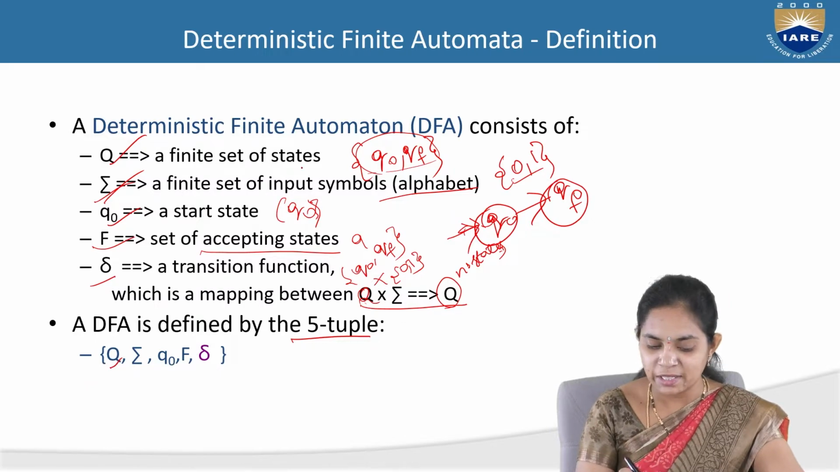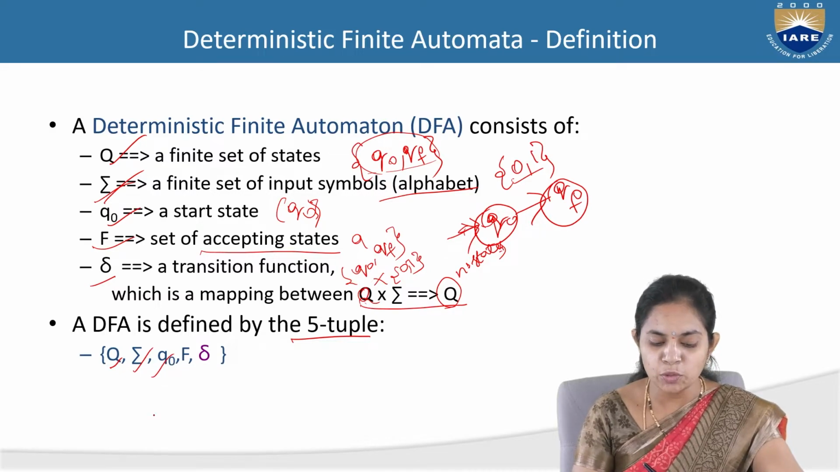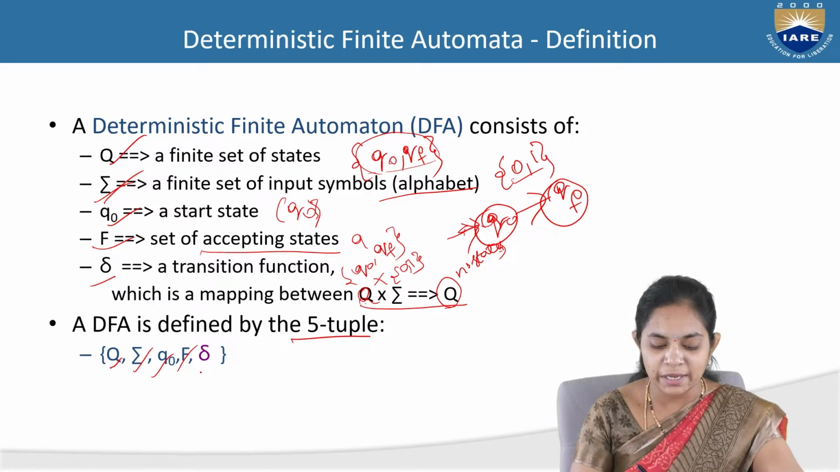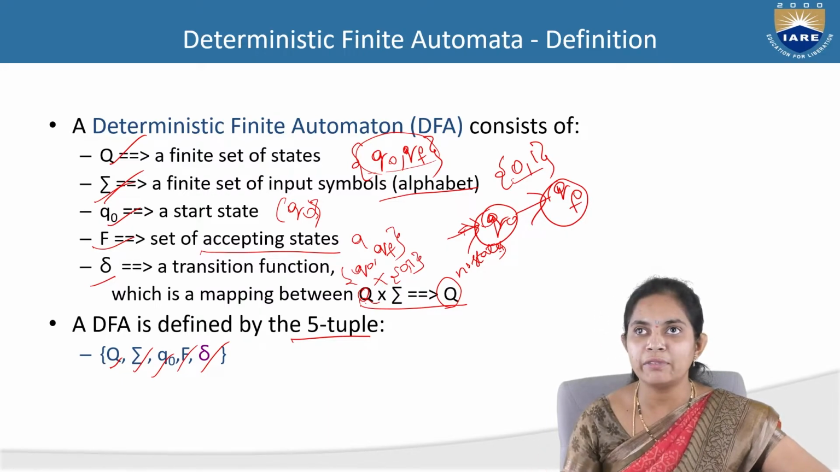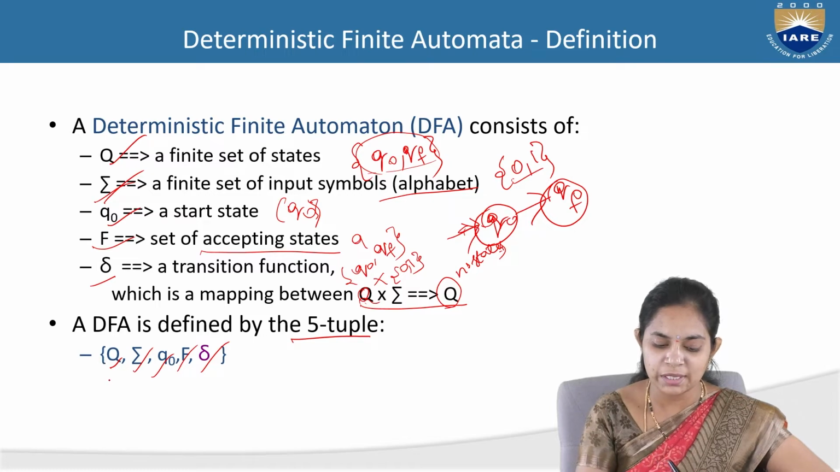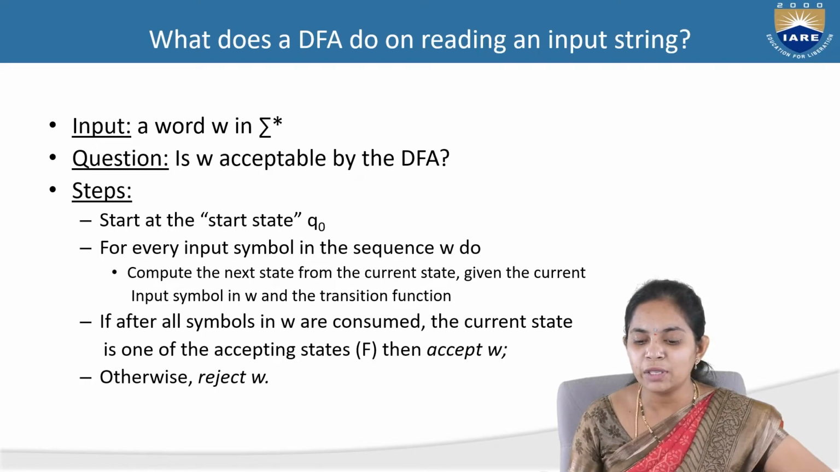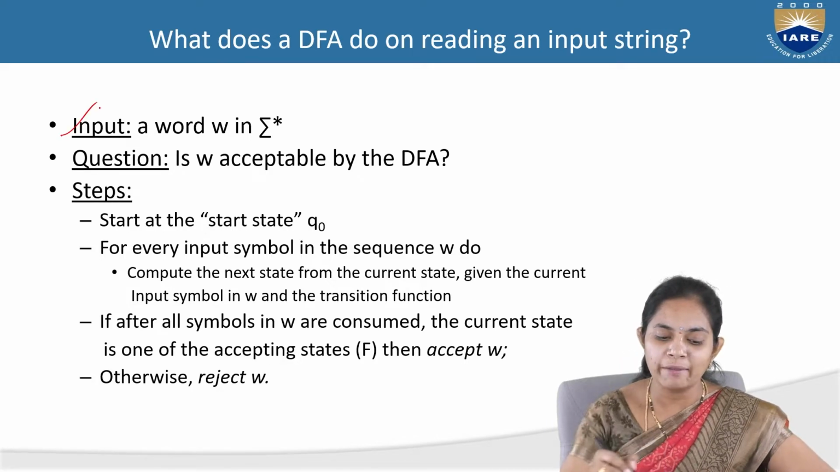Q is a finite set of states, sigma contains the alphabets, Q naught is the initial state, F is a set of finite accepting states, and delta is the transition function. So whenever you are asked for the DFA definition, we have to represent this five tuple every time. And next, what does a DFA do on reading an input string? What will happen after giving the input string to the DFA machine? For that, we have to give a word.